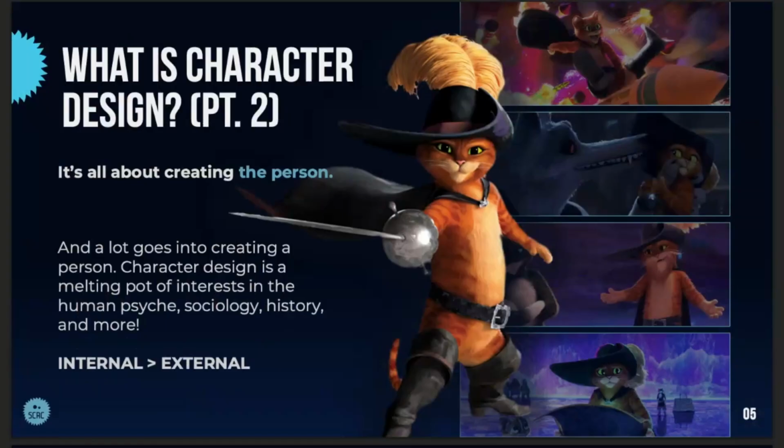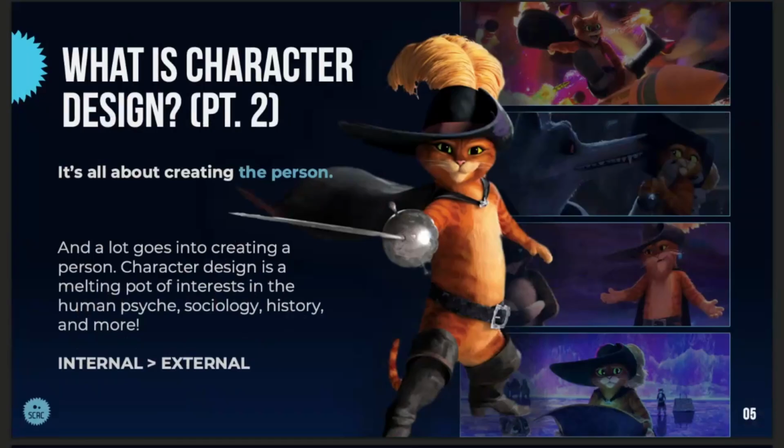And so what is character design part 2? So like I said, it's all about creating the person. And a lot goes into creating a person. If you're interested in character design, you will find yourself being interested in the human psyche, human psychology, sociology, history, and more. It's because all of these things matter to a human being: where do they live? What are the politics going on around them? What is the environment like? What are the people around them acting like? All these things go into what creates a person.